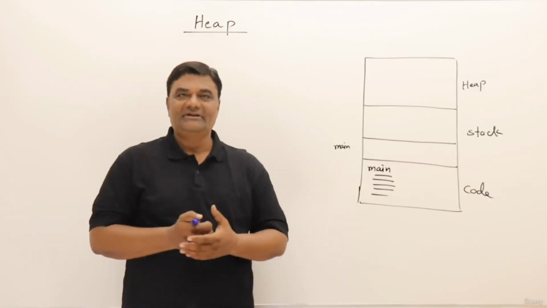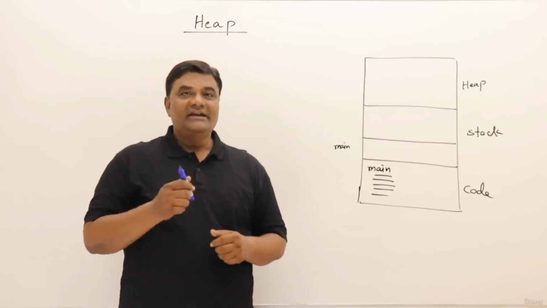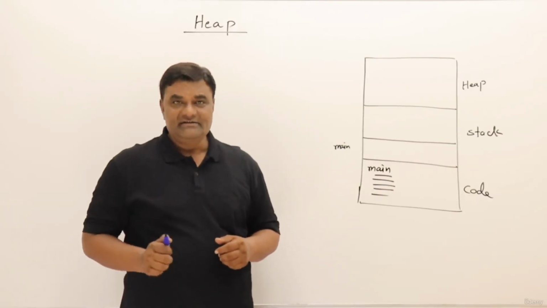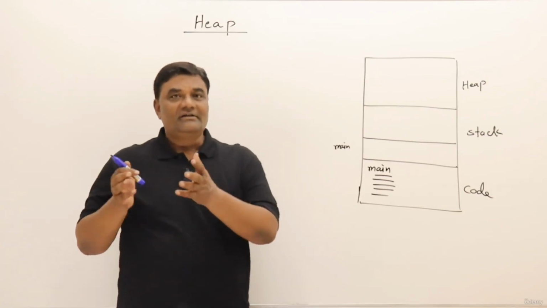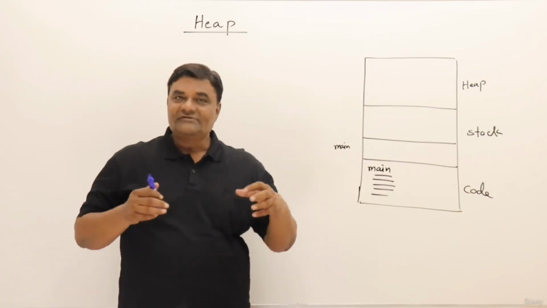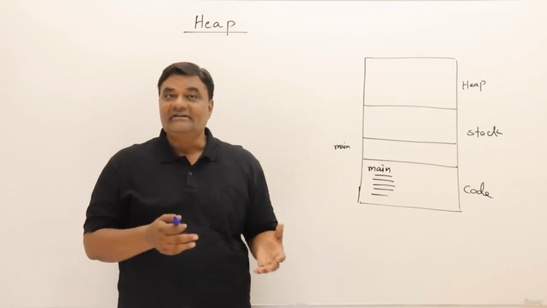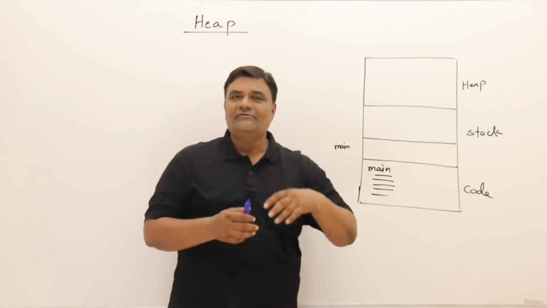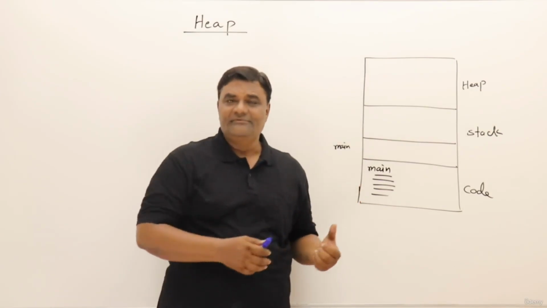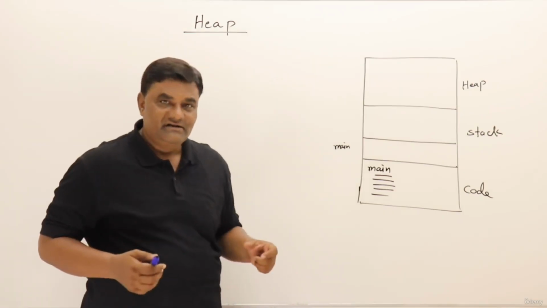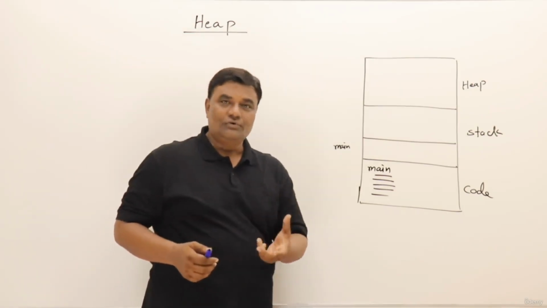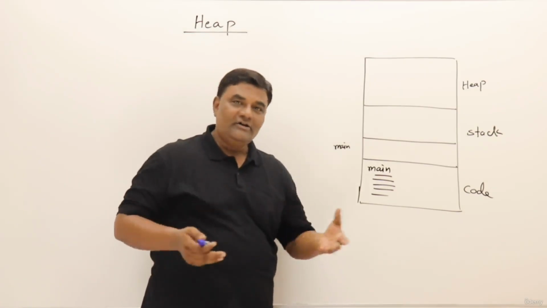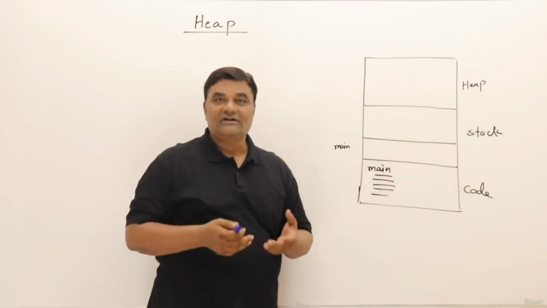Let us see how heap memory is accessed using pointers. Heap memory is accessed dynamically, meaning the memory is allocated dynamically. The size of the memory required in the heap is decided at runtime, not at compile time. So mostly when we want to allocate memory in heap, we allocate arrays, not just one integer or one float or one character. We will have an array of characters, floats, or integers.